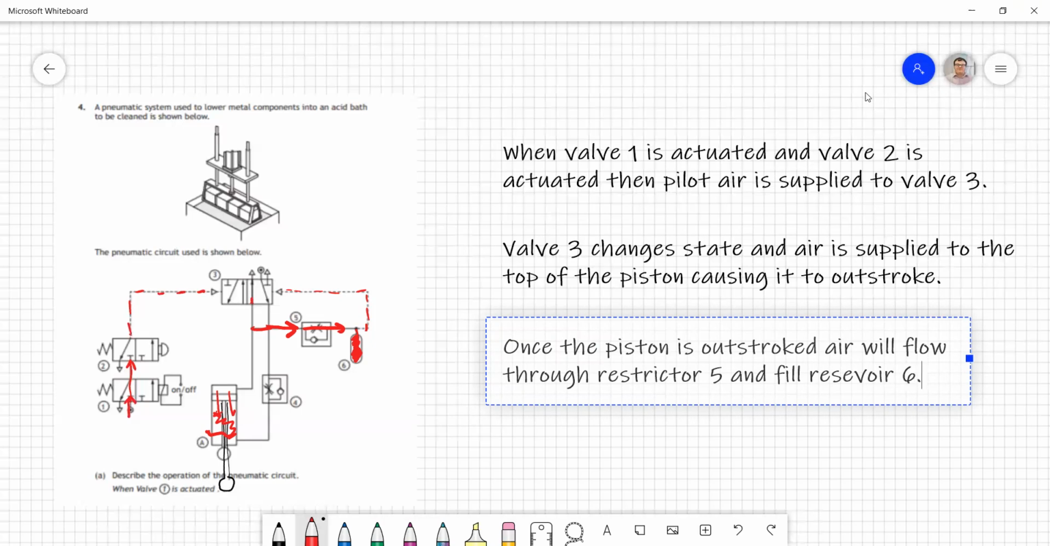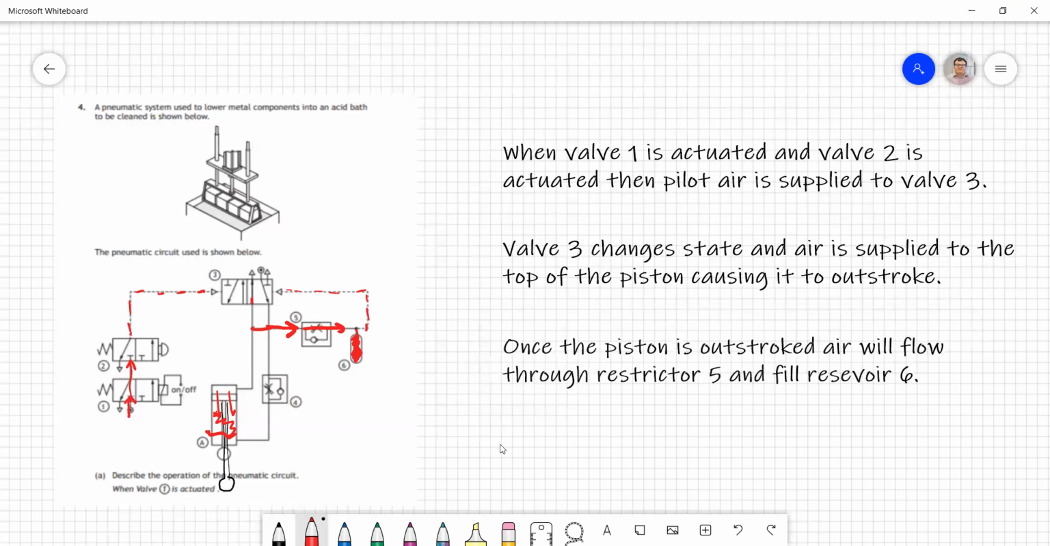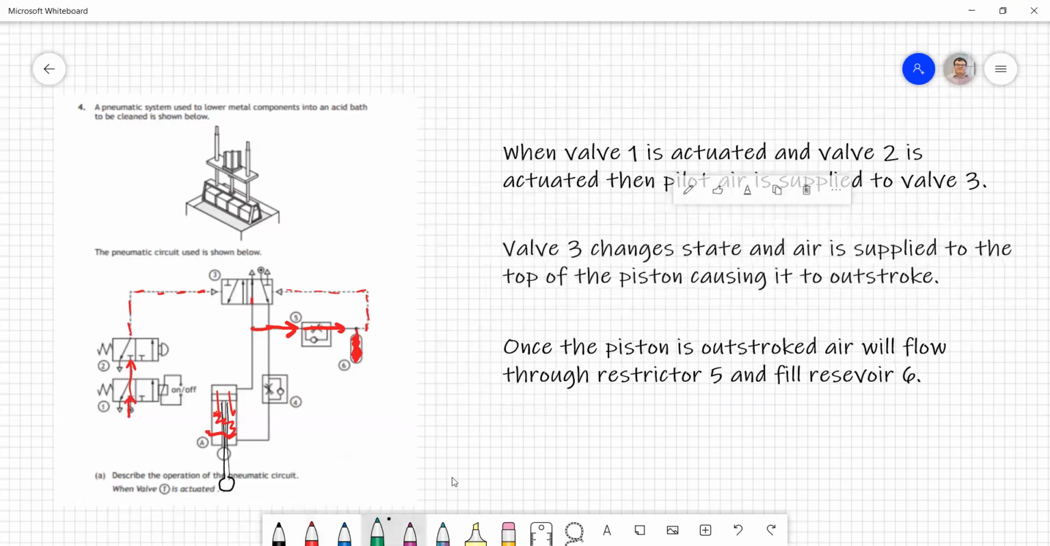Now, one thing I neglected to mention is, as the piston is outstroking, in a previous step, back here, it's outstroking slowly. Now, why is this the case? So let's take a step back. Because as the air is exhausted through here, it's now going in this direction through restrictor 4, which means that it can only flow through this path. It cannot go past the ball in this direction.